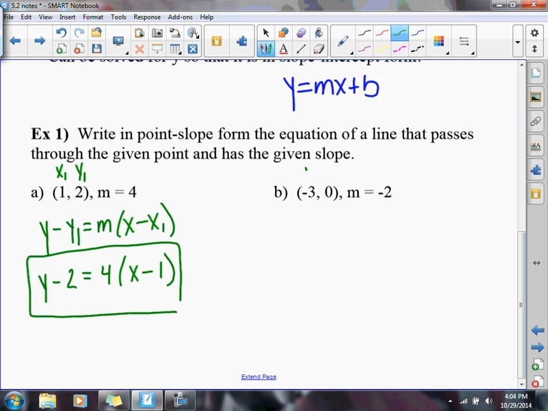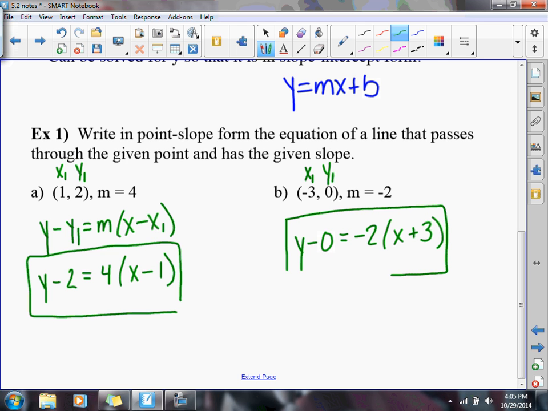Okay. I'm going to have x1, y1, and my slope. Now I have the general equation written over here, so I'm not going to write it again. But I'm just going to substitute in. So we'll have y minus 0 equals negative 2 times x. Now the equation has a minus in there. So if I'm going to subtract a negative value, that's going to be adding 3. And that's all we have to do for this equation. We're just substituting the information into that form. So we're getting used to working with the point-slope form.